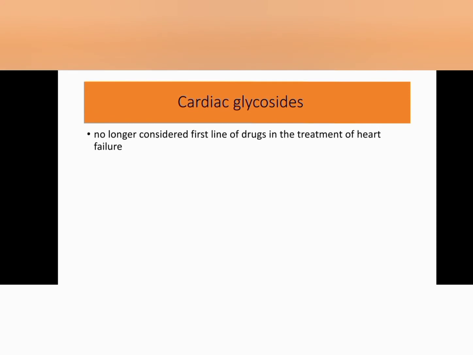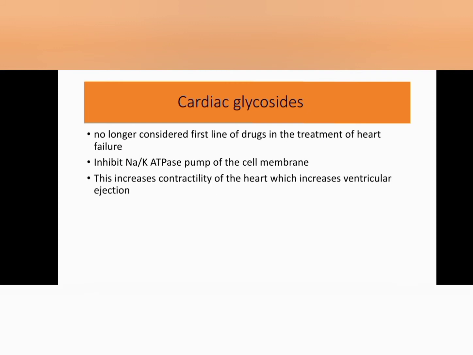Cardiac glycosides. Cardiac glycosides are no longer considered first-line drugs in the treatment of heart failure. The mechanism of action of cardiac glycosides is that they inhibit the sodium potassium ATPase pump of the cell membrane. This increases contractility of the heart, which increases ventricular ejection. You will understand it in the next slide. Don't worry. An example is digoxin.